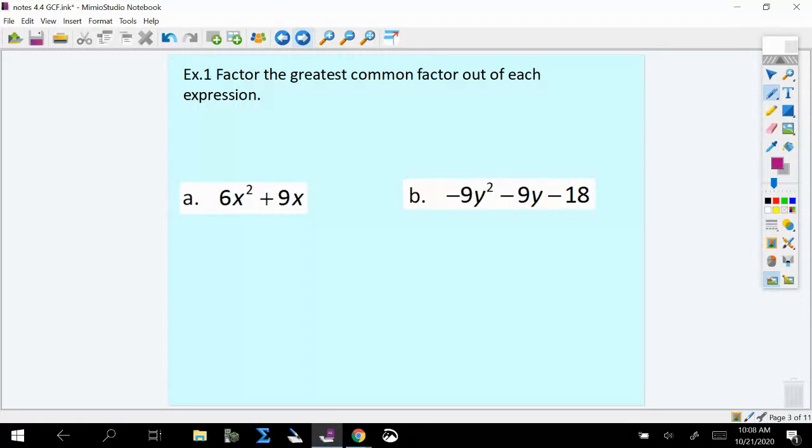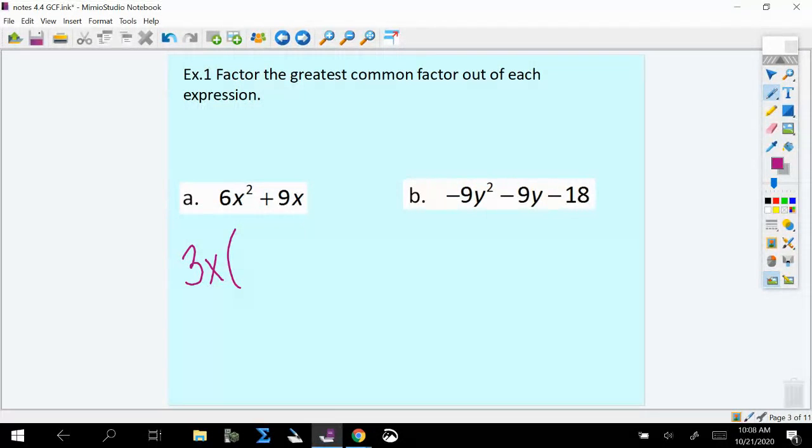So if we look at letter A, 6 and 9, the greatest common factor between 6 and 9 is a 3. So we're going to take a 3 out. We also have both of the terms having an x in it. They both have a single x in it. I can't take out an x squared because the first term has an x squared, and the second term only has a single x. So that is what you take out.